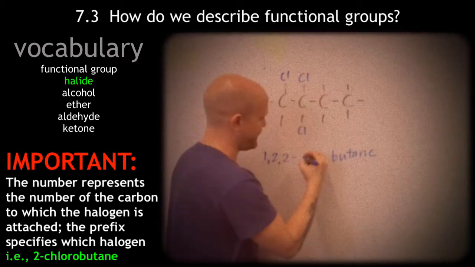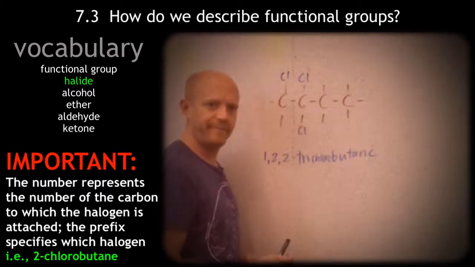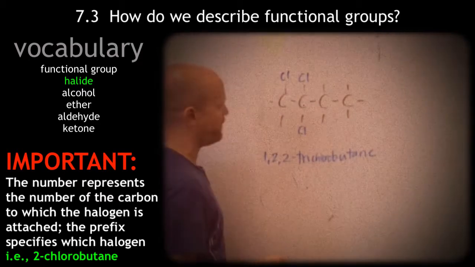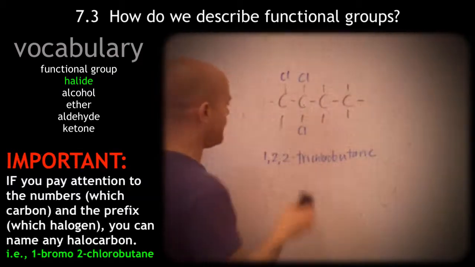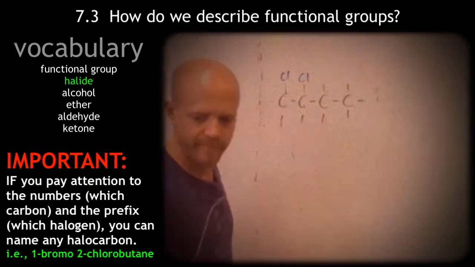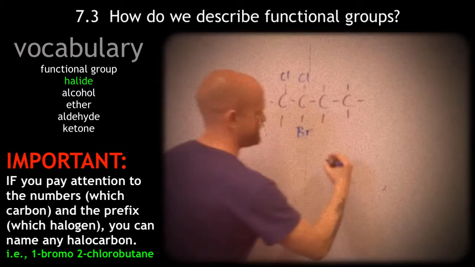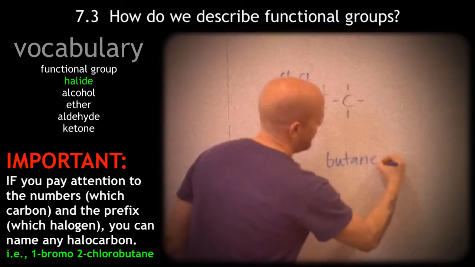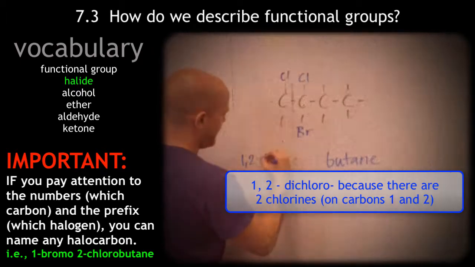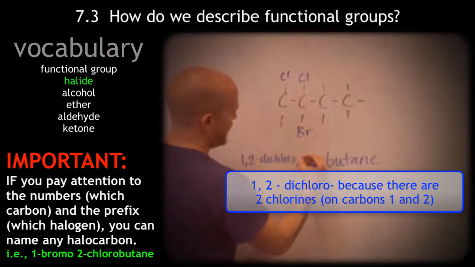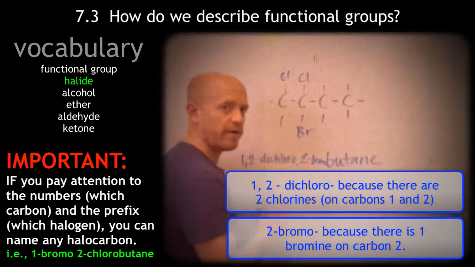I have 3 chlorines, so that is a trichlorobutane. You're not going to get any more complicated than that. 1,2,2-trichlorobutane. Now, a slight modification is I could set something up like this. Again, we're still going to have a butane backbone, but I'm going to have a 1,2-dichloro and a 2-bromo, sorry, it doesn't fit, 1,2-dichloro, 2-bromobutane.